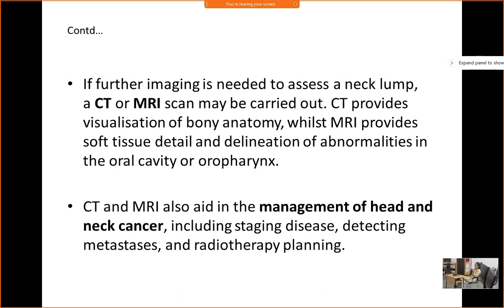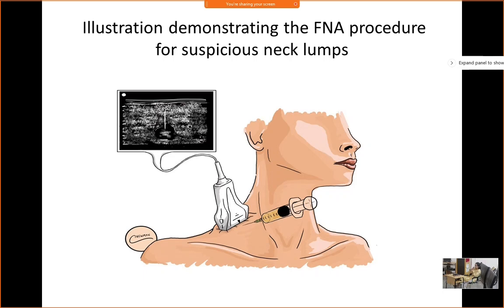The CT will provide an even better picture, like visualization of the bony anatomy of the neck, whereas the MRI will provide soft tissue detail and delineation of the abnormalities in the oral cavity as well as the oropharynx. So CT and MRI also aid in the management of head and neck cancer, which includes staging of the diseases, detecting any metastasis, as well as planning for radiotherapy. Now this is a picture showing ultrasound guided FNAC.